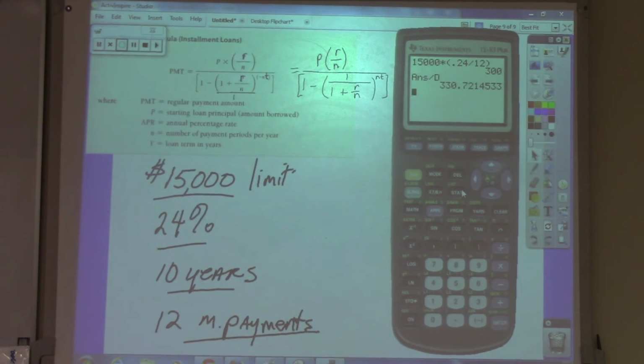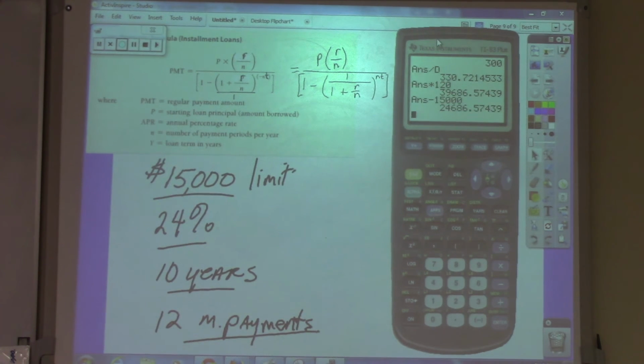So $330, and by the time you get through paying that sucker off, 120... 24,000 minus 15,000, you just paid that credit card company $24,686.